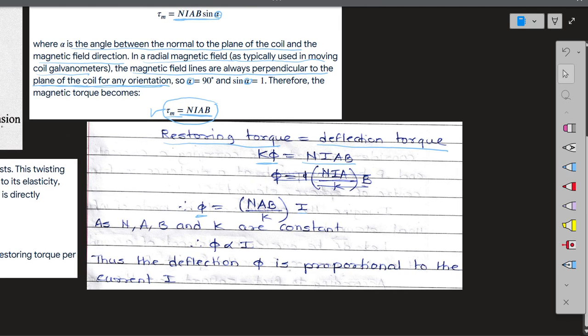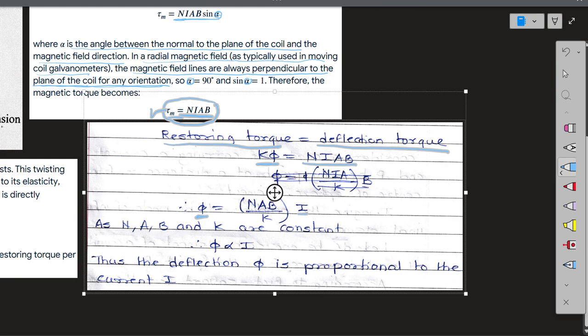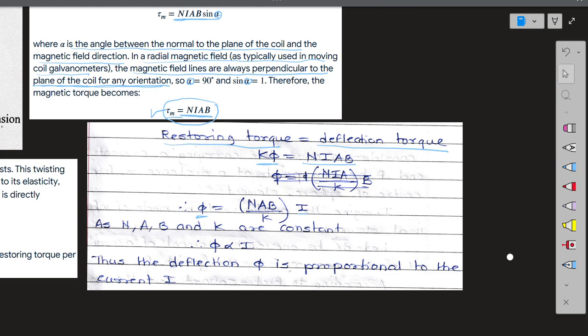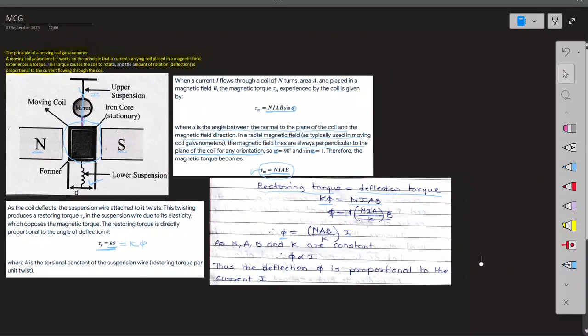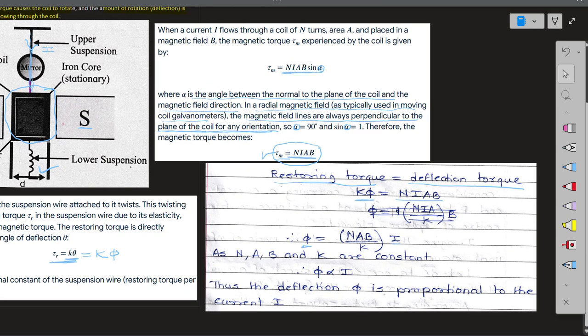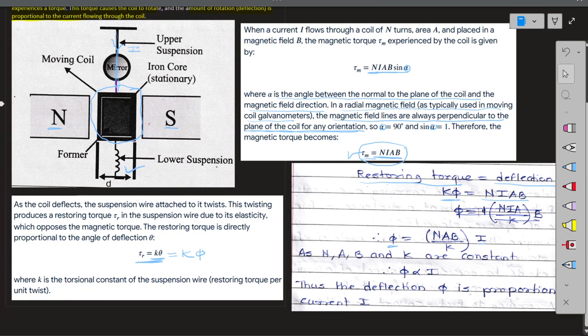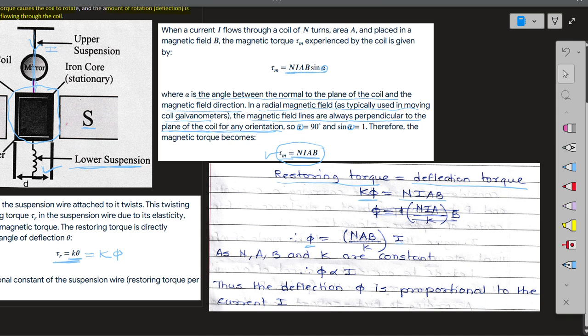Current, number of turns, area, B, and K constant. And therefore, for moving coil galvanometer, deflection is directly proportional to what? Current. Is it clear? So what you ought to remember is, when current flows through the coil of a moving coil galvanometer, it will rotate by a torque, and due to this rotation, restoring torque develops in this lower suspended spring. Thus that balances the torque, and by which we get the expression for deflection of this moving coil galvanometer.